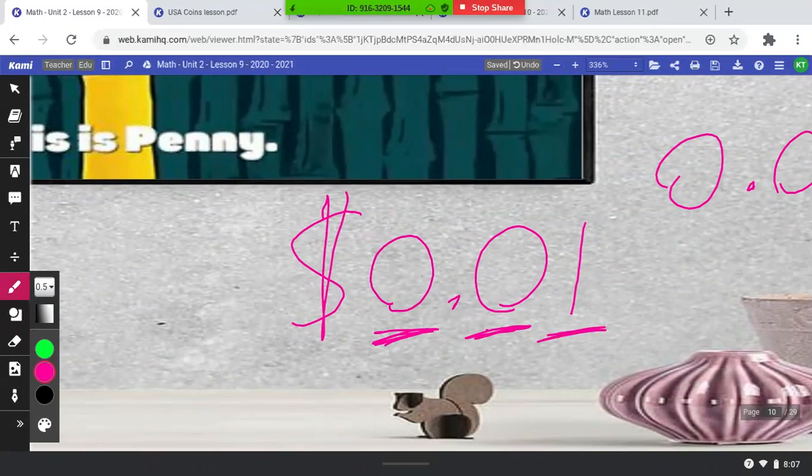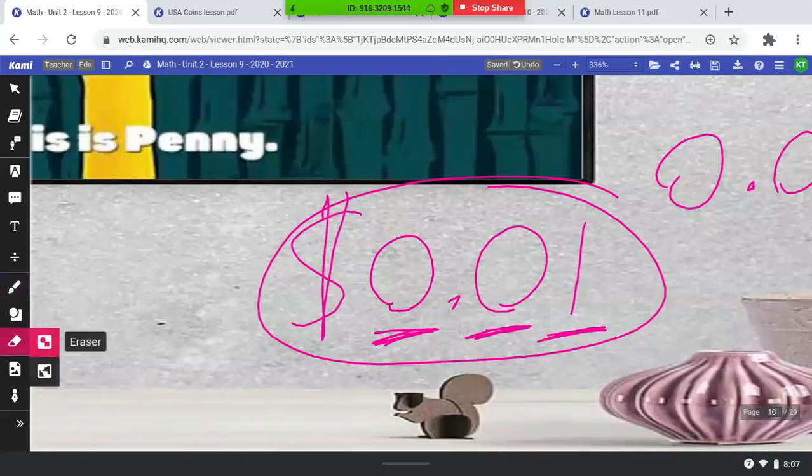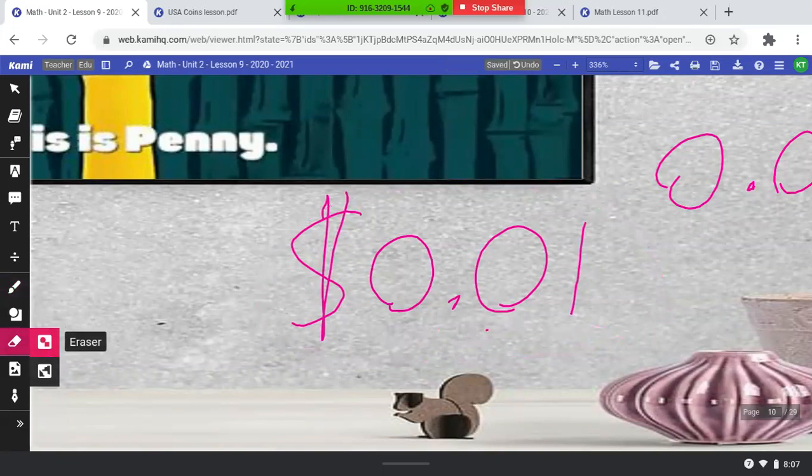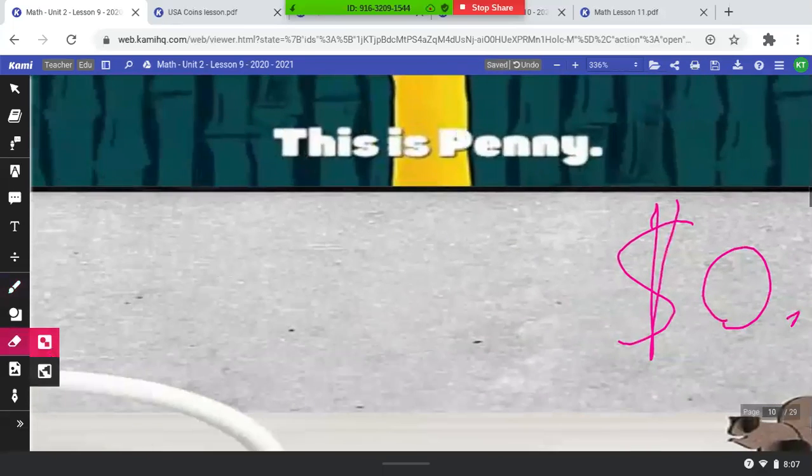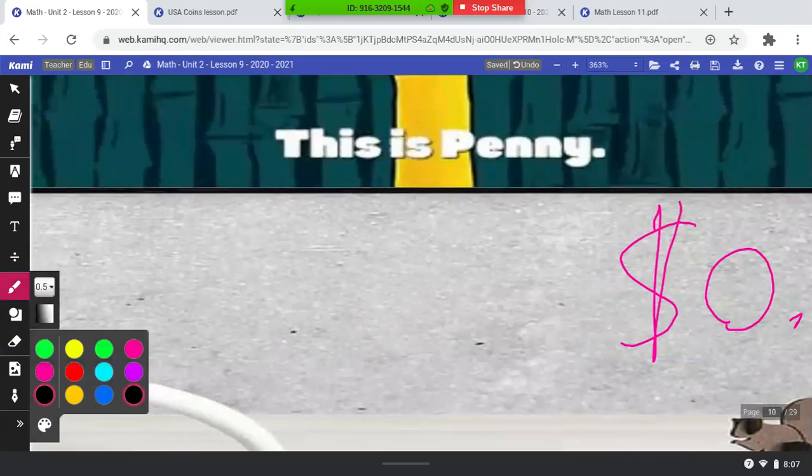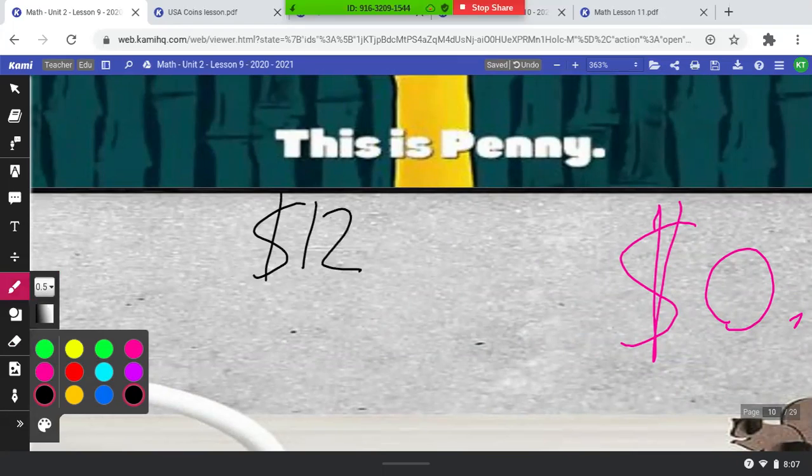1 penny. So one penny, 1 cent. That is how you would say this, 1 cent. Scholars, please note the dollar sign always goes in front of the number. When we are talking about money, the dollar sign goes in front. If you buy something and it is $12, you are going to do this, $12.